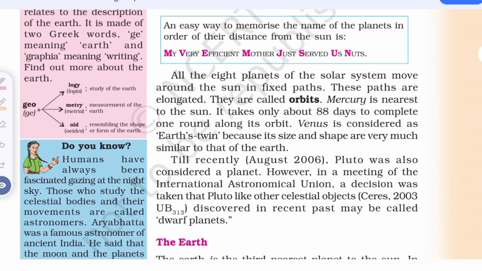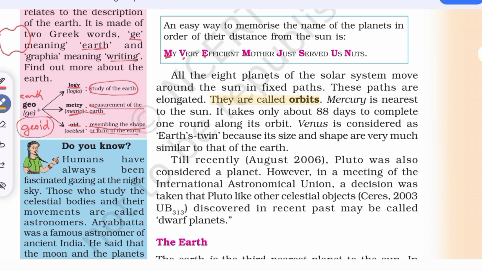Now, all the 8 planets of the solar system move around the sun in a fixed path. These paths are elongated. They are called the orbits of the planets. They have a fixed path to move around the sun, not a zigzag movement.